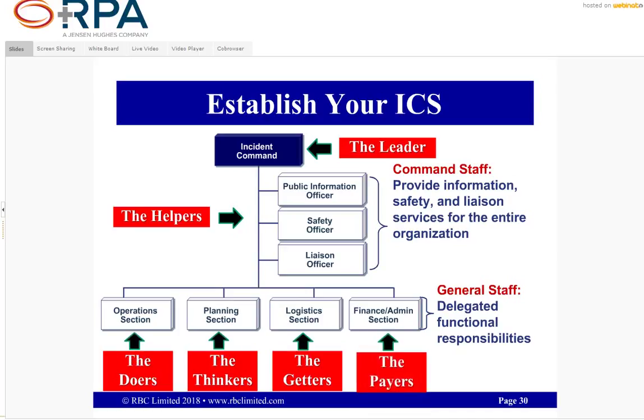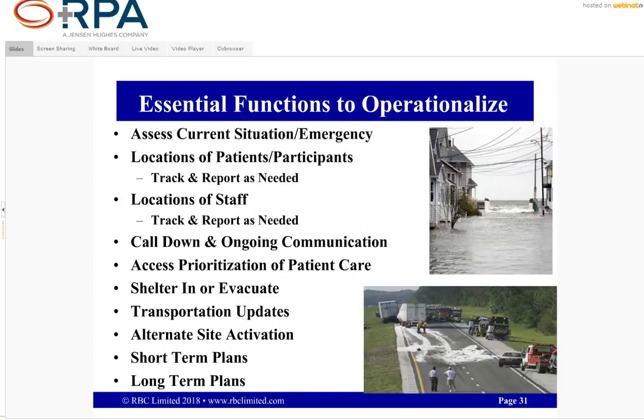And of course, your finance administrative sector, those are the people that are really tracking closely the documentation, the 1135 waivers, the changes that need to occur internally to track the care you're providing and where you're tracking that care. So those essential functions then are operationalized with the ICS and integrating that communication plan.